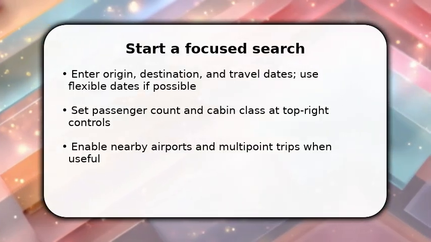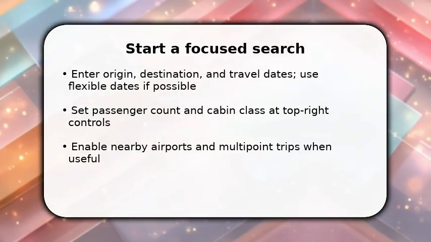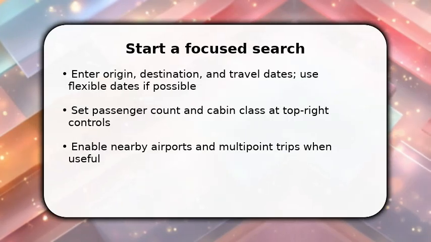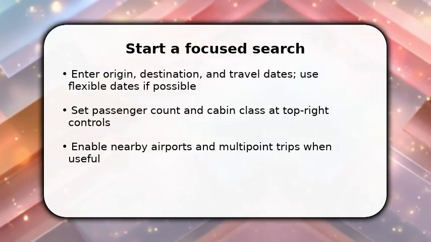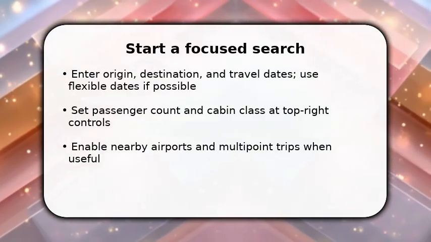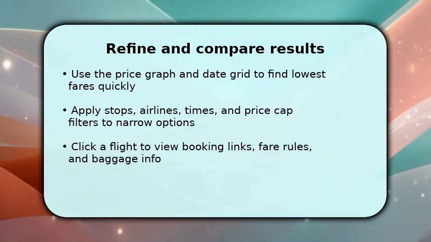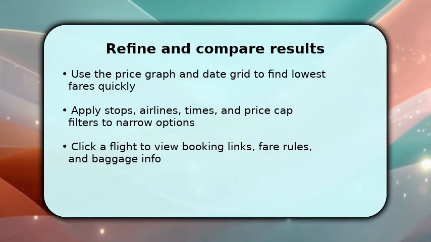Make sure to enable nearby airports and the flexible date calendar to expose cheaper options across a week or month. You do this now to avoid redoing filters later and to let Google Flights pre-compute price trends and handy graph views for quicker decisions.